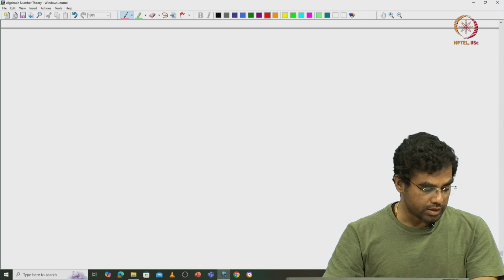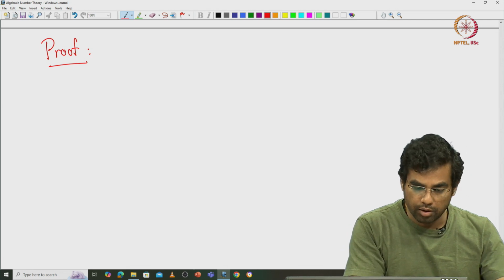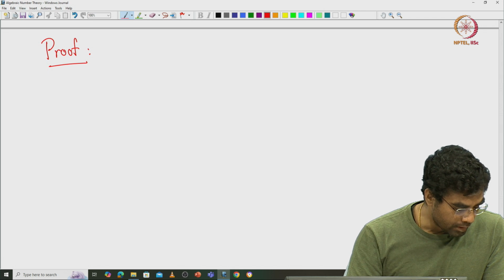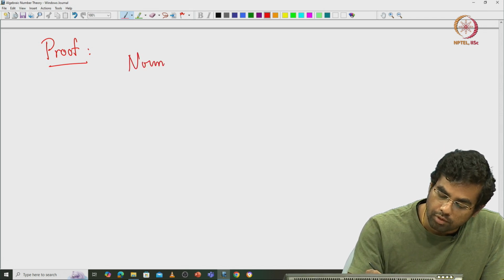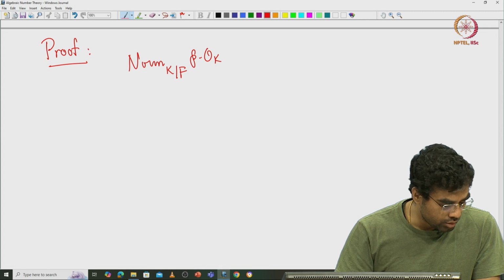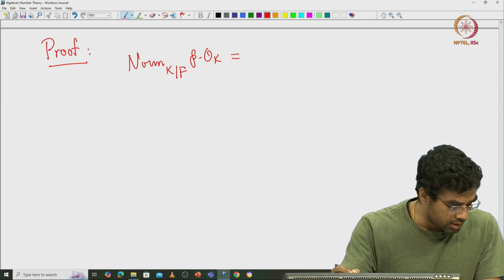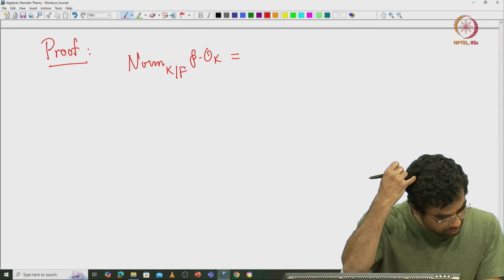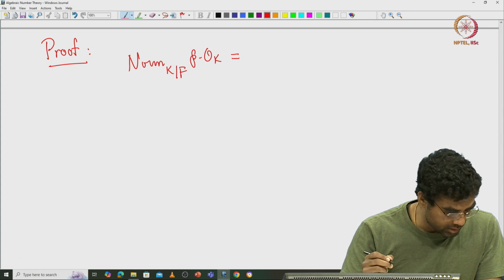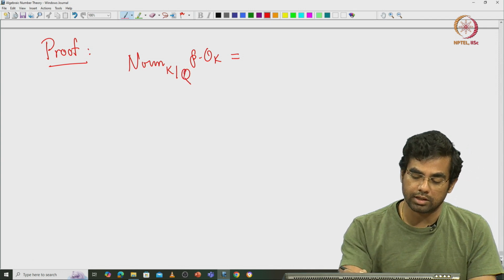So, how do we prove this? The proof is easy, but this is an extremely useful statement about factorization. So, the idea is to take the norm from K to F of P times O_K. You can calculate it in two different ways. I will compute the norm from K all the way down to Q of this ideal.